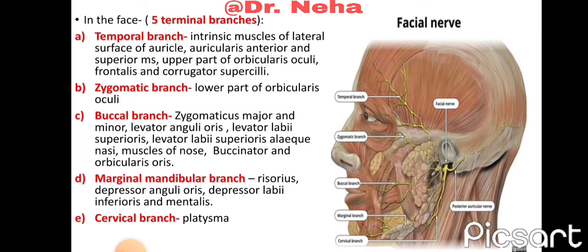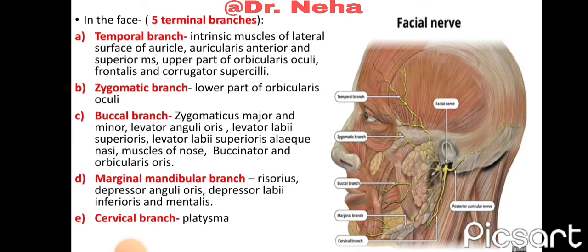The zygomatic branch provides innervation to the lower part of the orbicularis oculi. The buccal branch provides innervation to the zygomaticus major and minor muscles. Also, it is providing innervation to the levator anguli oris, levator labii superioris, levator labii superioris alaeque nasi, muscles of nose, buccinator, and orbicularis oris.